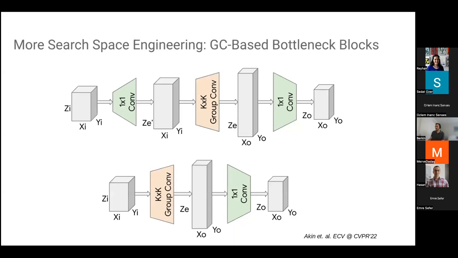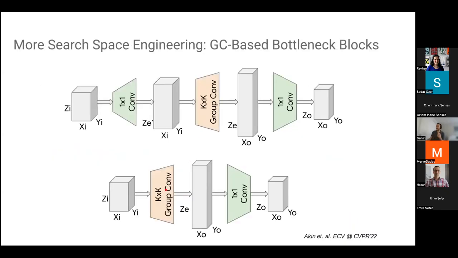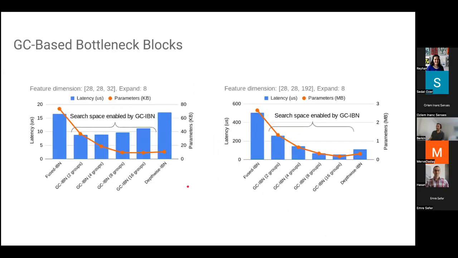And then we use the group convolution in various forms in this IBN that I mentioned, the inverted bottleneck block. We introduced group convolution in place of the depth-wise convolution. We introduced group convolution in place of the fused convolution, right? And then we put this in our search space. Before going into the results, this is just demonstrating how these blocks are enabling more choices and a richer set of options to pick from, right?